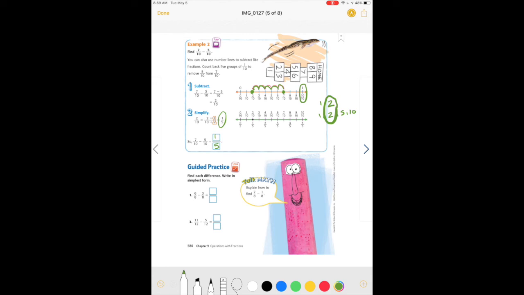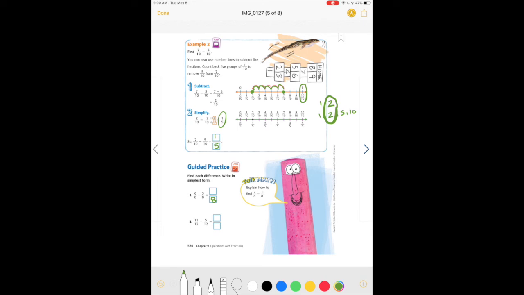Guided practice. Find each difference, write in simplest form. All right, remember, if it doesn't say to write it in simplest form, you can just leave it. But since it does say write it in its simplest form, you must do both steps or it is not considered correct. All right, so number 1, 6/8 minus 3/8. Well, I know I keep the denominator the same, so I'm going to go ahead and put my 8.